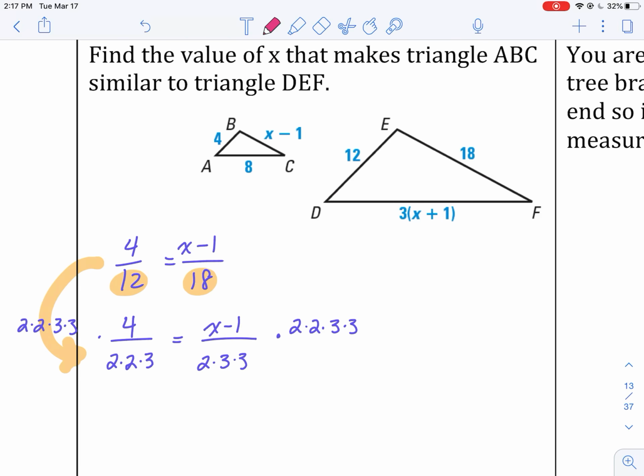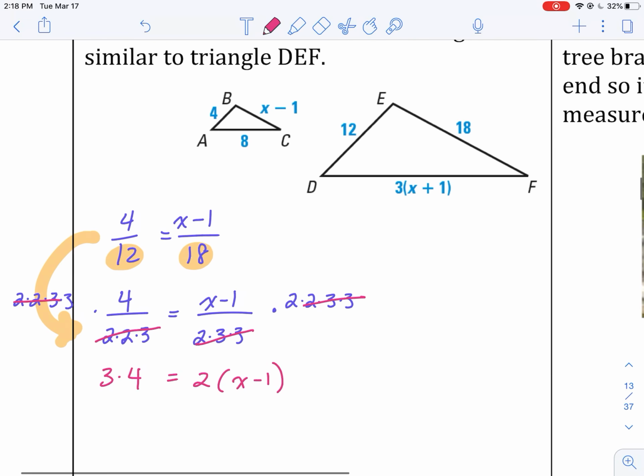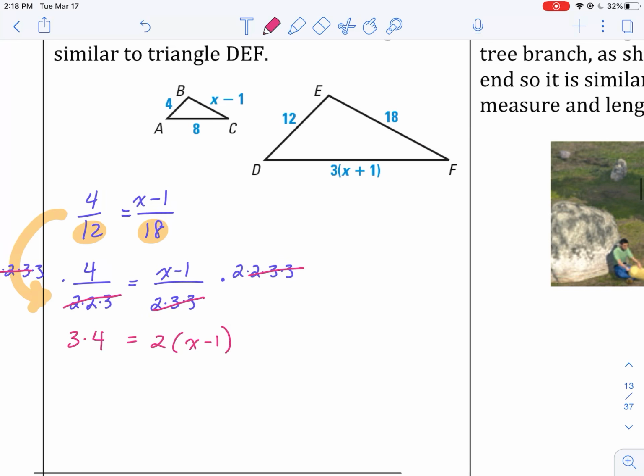And so now I can just cancel what they have in common. So 2, 2, and 3 cancel with 2, 2, and 3 here, leaving me with 3 times 4 is equal to, 2, 3, and 3 cancels with 2, 3, and 3 here, 2 times x minus 1. Again, if you're having trouble getting to this red line right here, feel free to stop by my Zoom session later and ask any questions that you have.